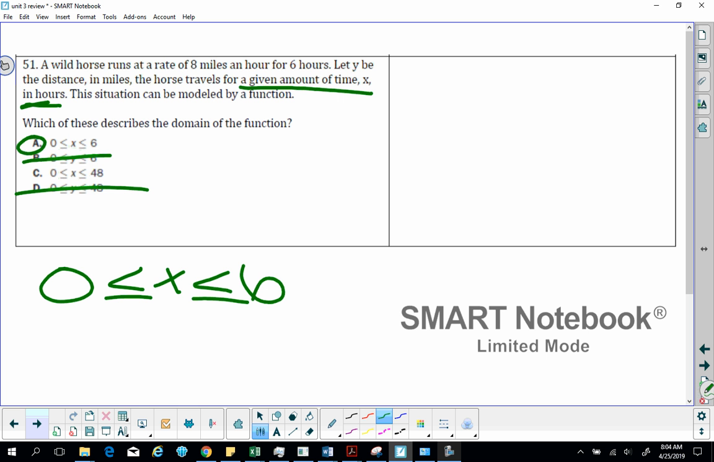Yes. If we were talking about 48, that would be your range. So D is your range. Because I would go, okay, it's 8 miles per hour, and I know Y represents my distance. So if the horse goes at a total of 48 hours. But that's not what they want.